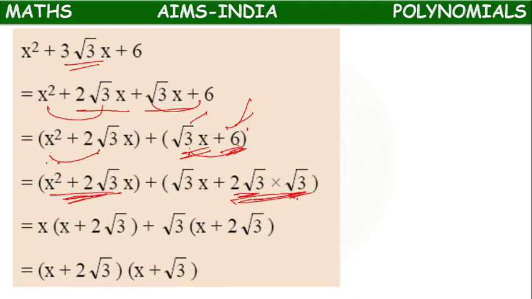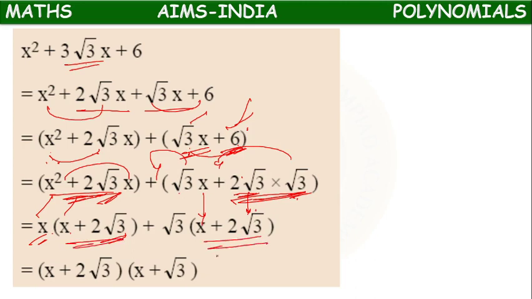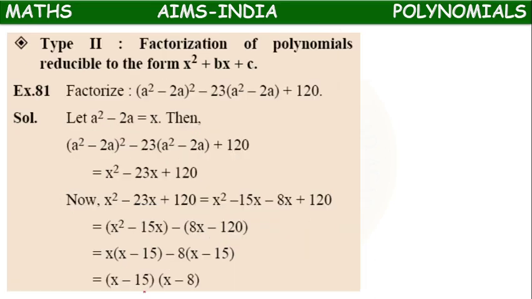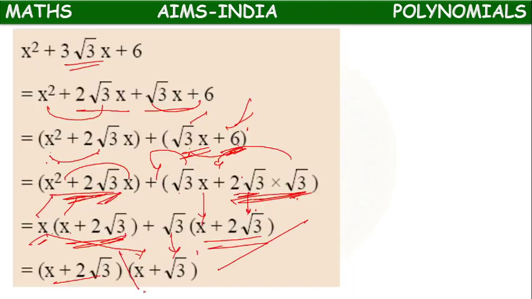Now, in the first two, x we can take common. x is remaining. Here, x is going out, 2 root 3 is remaining. Here, root 3 is taken out, x is remaining, and 2 root 3 is remaining. x plus 2 root 3, x plus 2 root 3, we can take it common. Here, x is remaining. Here, root 3 is remaining. Okay. Now, we got two factors. So, like that, type 1.